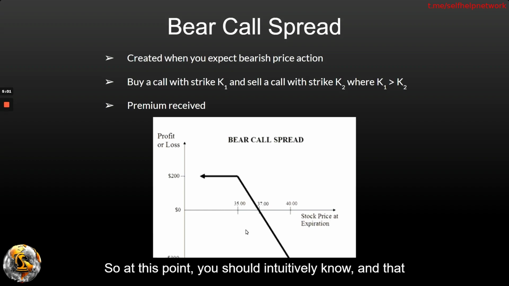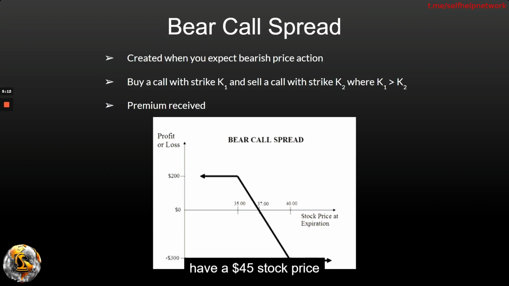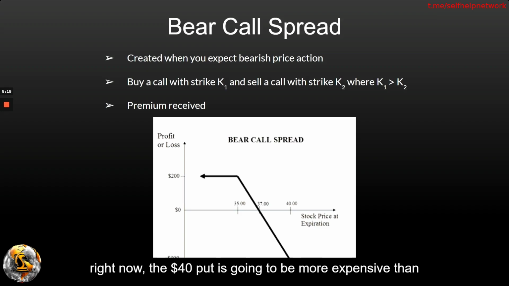So at this point, you should intuitively know, and that works for both calls and puts, the option whose strike is closer to the stock price is more expensive. So if you have a $45 stock price right now, the $40 put is going to be more expensive than the $35 put. Why? Because it has a higher chance of being in profit on expiration date.